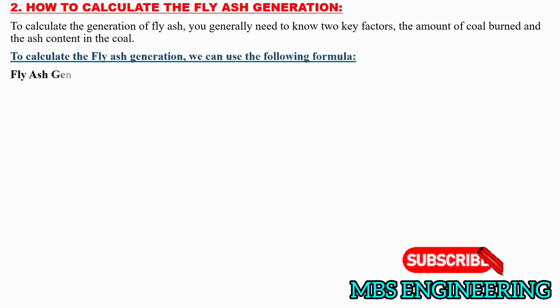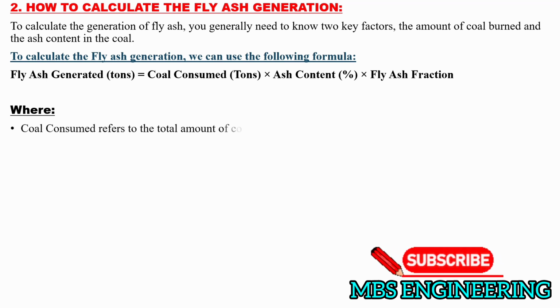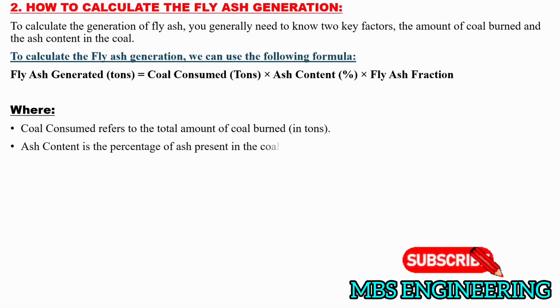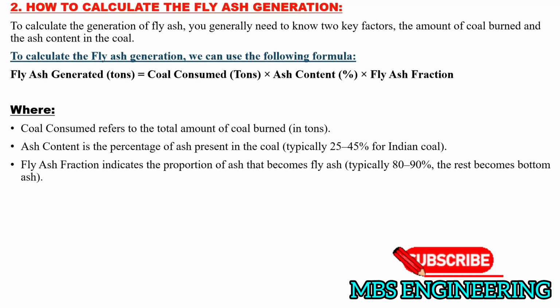Fly ash generated in tons is equal to coal consumed in tons, into ash content in percent, into fly ash fraction. Where, the coal consumed refers to the total amount of coal burned, in tons. Next, the ash content is the percentage of ash present in the coal. It is typically 25 to 45% for Indian coal. Next, the fly ash fraction indicates the proportion of ash that becomes fly ash. It is typically 80 to 90%, the rest becomes bottom ash.